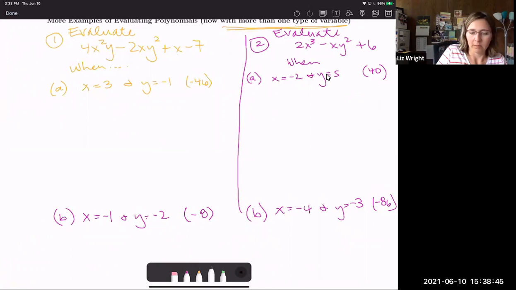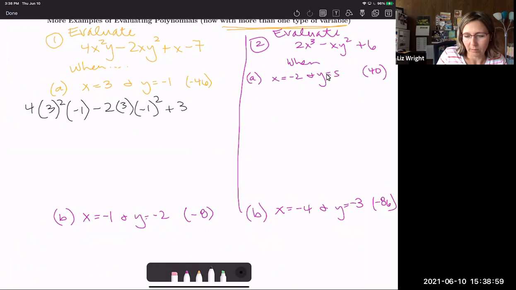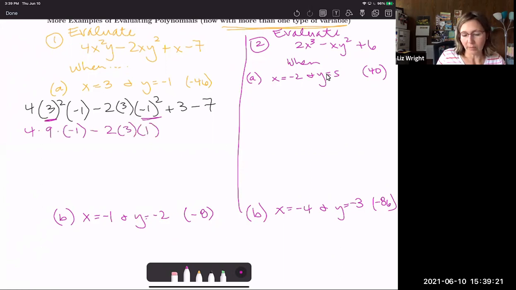All right, so we've got 4 times 3 squared times a -1 minus 2 times 3 times a -1 squared plus 3 minus 7. Let's just go from left to right. I'm going to take 3 squared first, and then -1 squared. So I'm going to have 4 times 9 times -1 minus 2 times 3 times a +1, because -1 squared is going to be a +1, plus 3 minus 7. If you want, you can go ahead and do that. Plus 3 minus 7 is just going to give us -4.